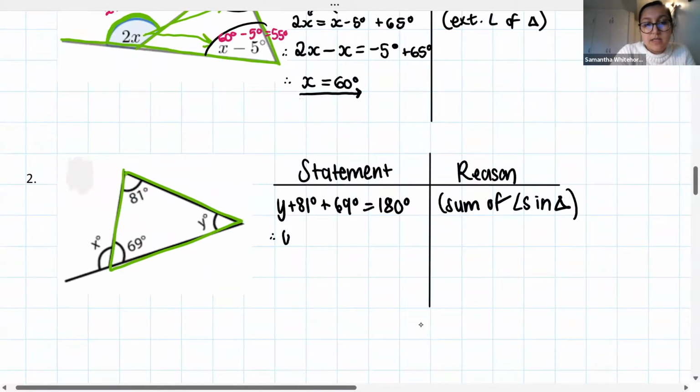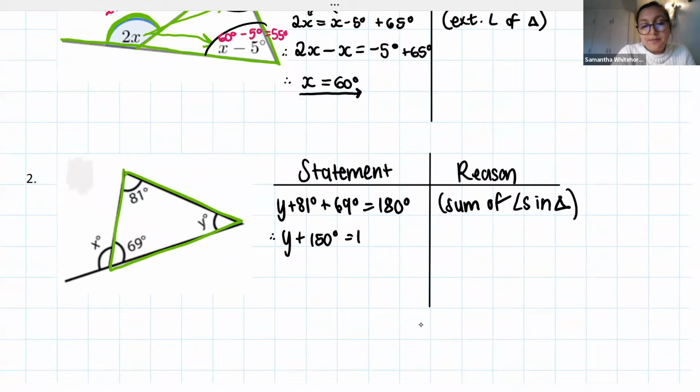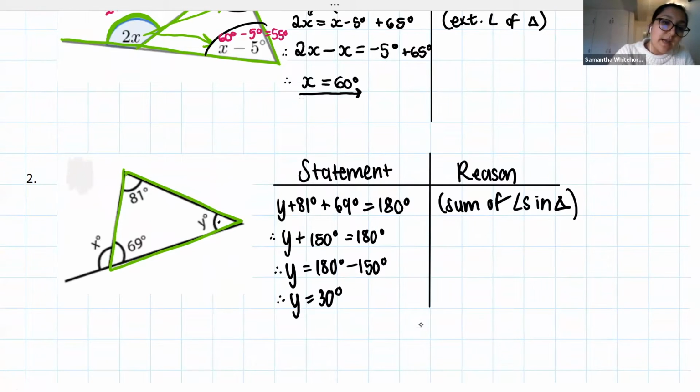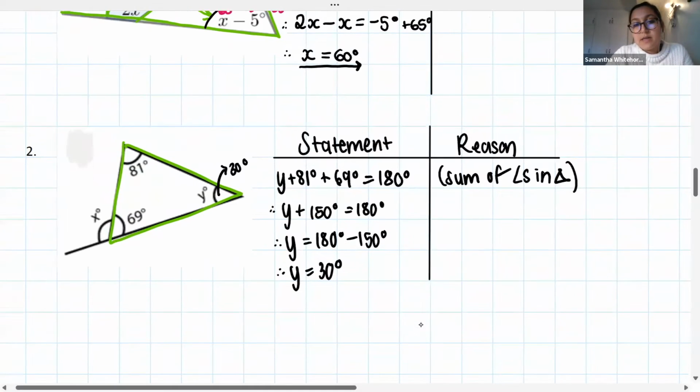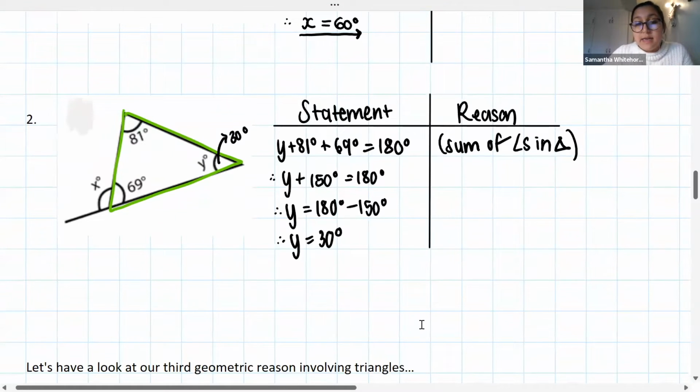So 81 and 69 are like terms. If I add them together, I get 150 degrees. I'm going to use my inverse operations. I'm going to subtract 150 on both sides, and I get a Y value of 30. Okay, so this Y angle that I've just worked out is 30 degrees. I always like to put it on my diagram in case it helps me later on to work out more information. Sometimes it does, sometimes it doesn't.